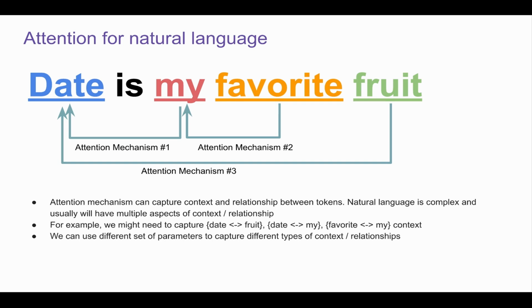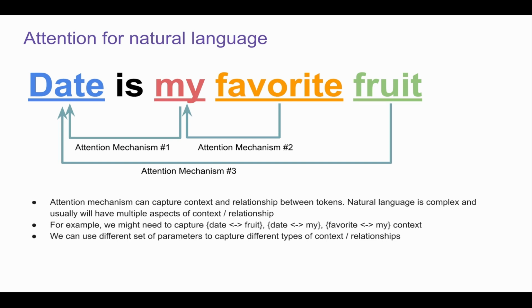And are we only going to use one type of attention to capture it? The answer is no. We usually use different sets of parameters to capture different types of context and relationship. And sometimes we don't even know what the type of relationship is. We just use a different set of parameters. This is an example for natural language.